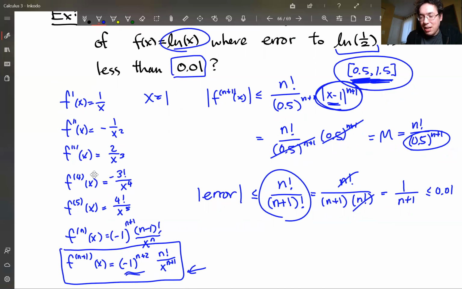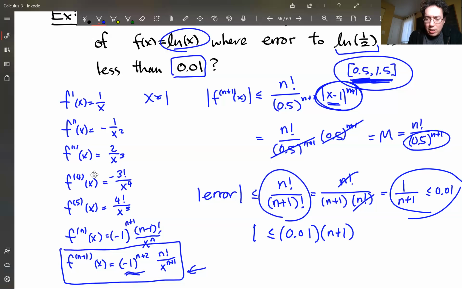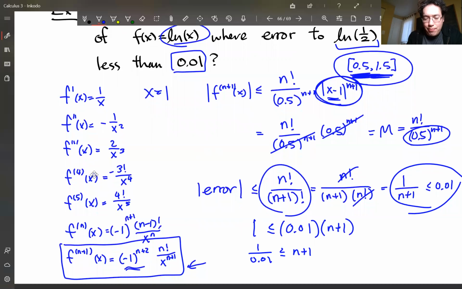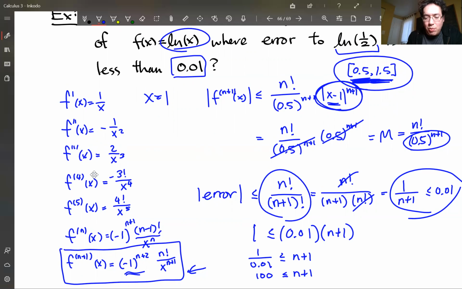So what's the n that allows us to do this? Well, we could just compute it. All right. So if I multiply n plus 1 by both sides, okay, and then to solve for n, I'm going to divide both sides by 0.01. And 1 divided by 0.01 is going to be 100. Okay, and then I can subtract 1 from both sides. Okay.